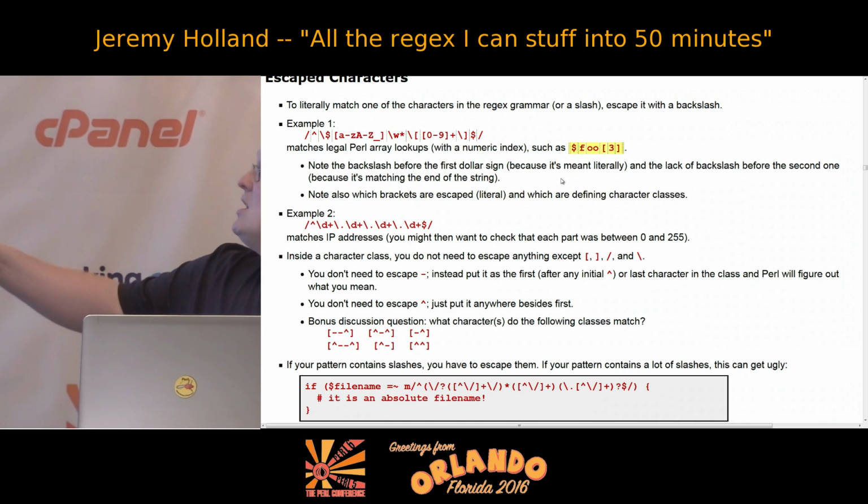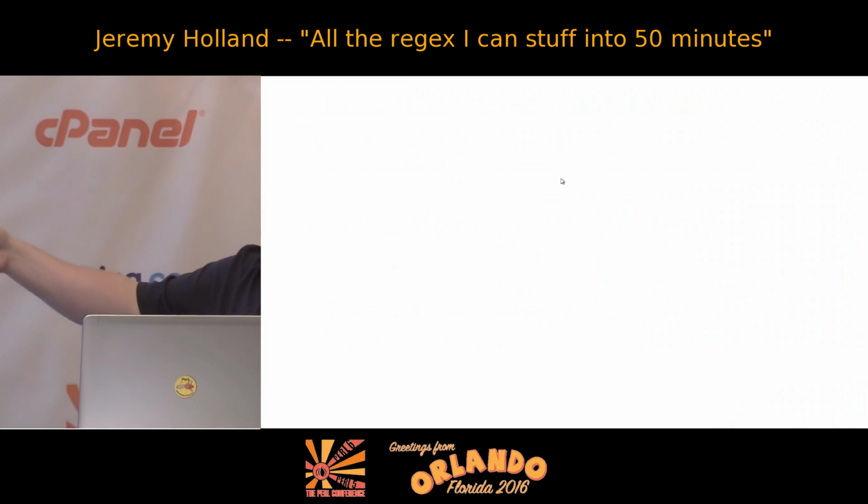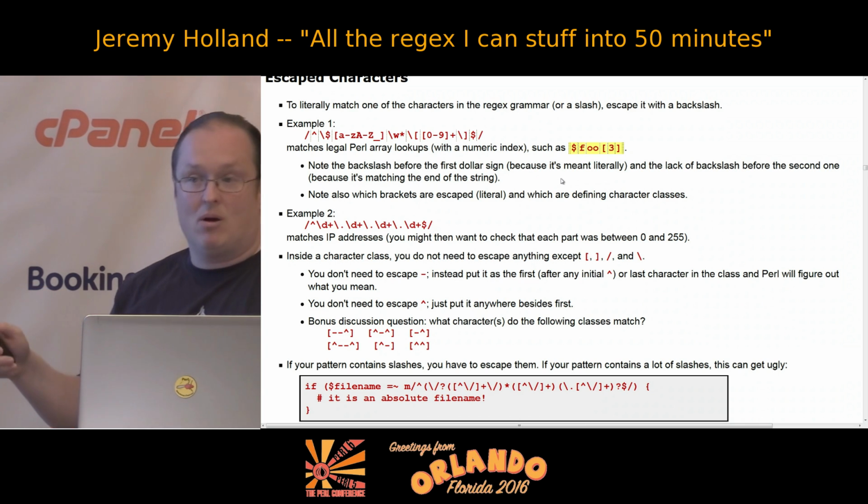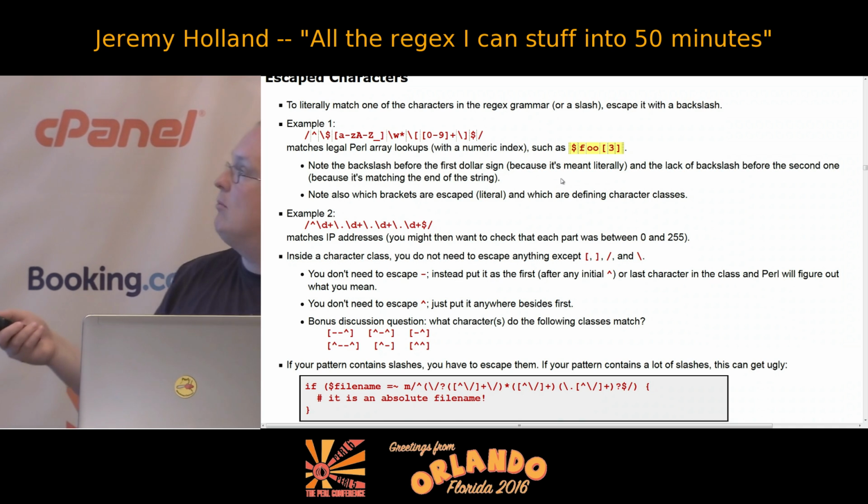So if I want to match Perl array indexes like that, this is the pattern that you would use. So that means the beginning of a string followed by a literal dollar sign, a letter or underscore, because remember arrays can't start with a number, followed by 0 or more word characters, literal bracket, 1 or more digits, literal close bracket, end of string. That will match strings which look like this.